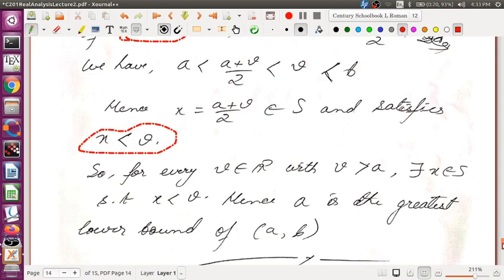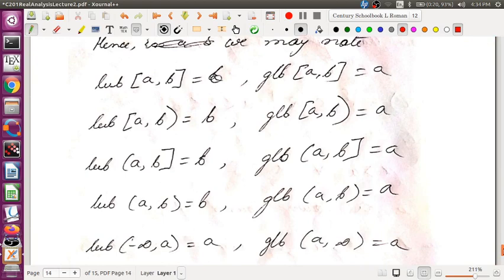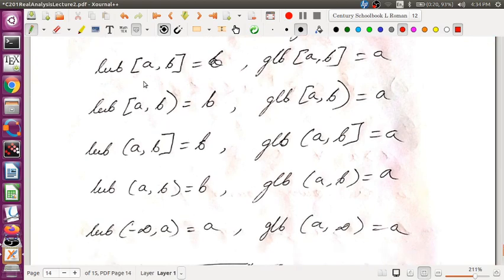But what was v? v was an arbitrary real number which was greater than a. That means no real number greater than a can be a lower bound of the set (a, b). That means a is the greatest lower bound. Hence, a is the greatest lower bound of (a, b). So the same proof will work for all this type of bounded intervals.